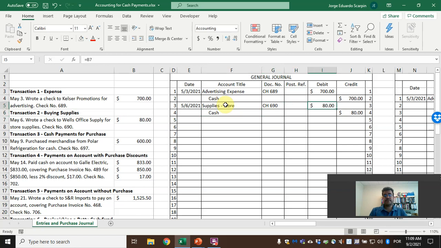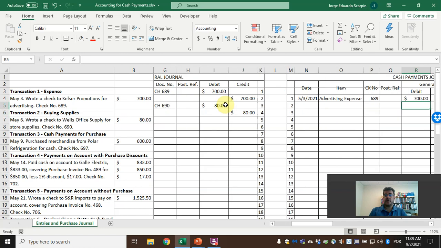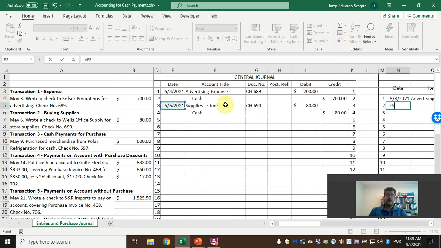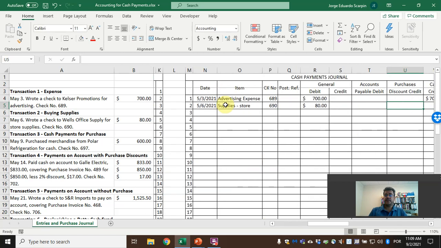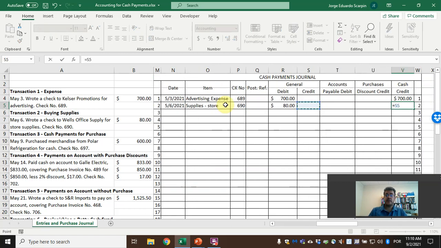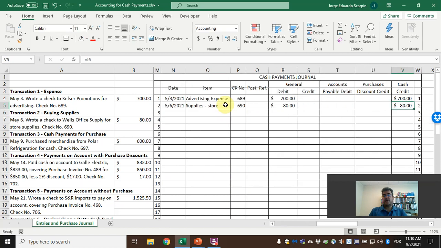So here we are paying it. So cash payment. Again, date, what we are paying, supplies. Check number 690. How much? $80. And cash credit, the same, $80.